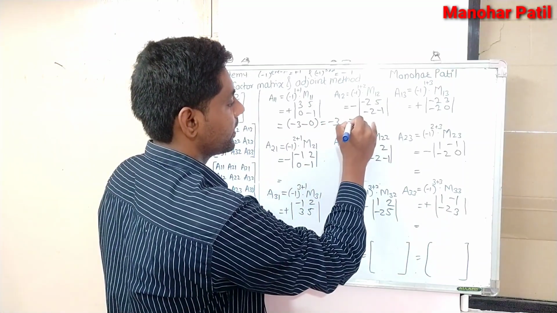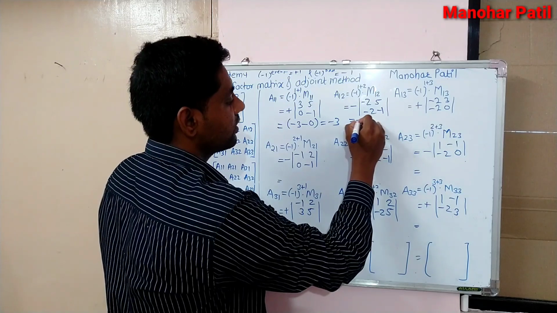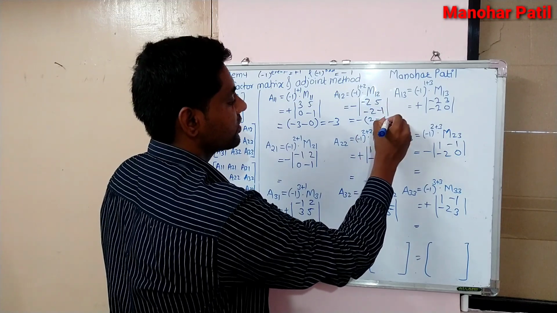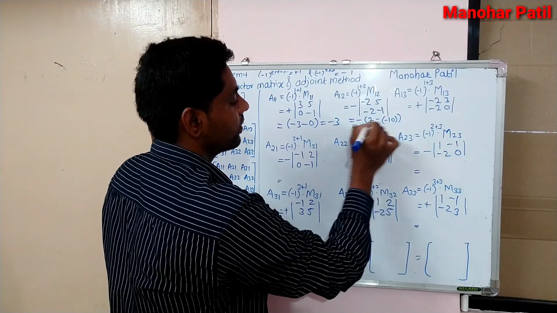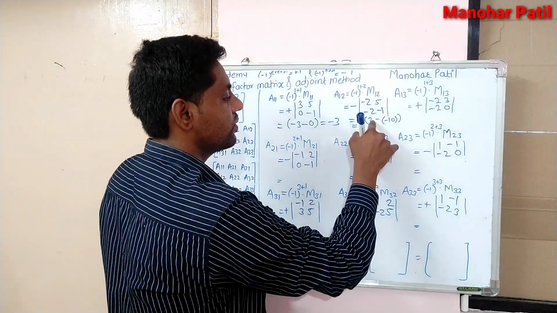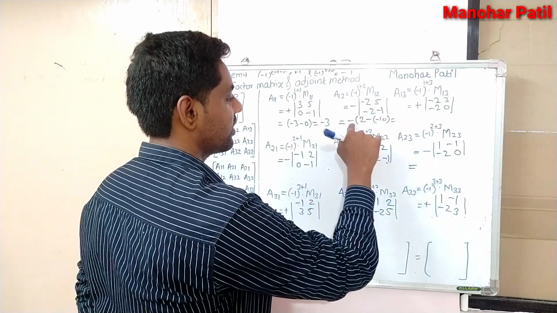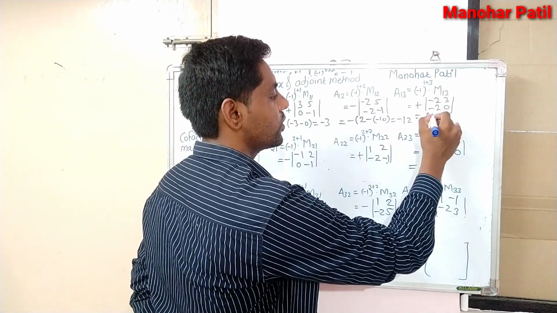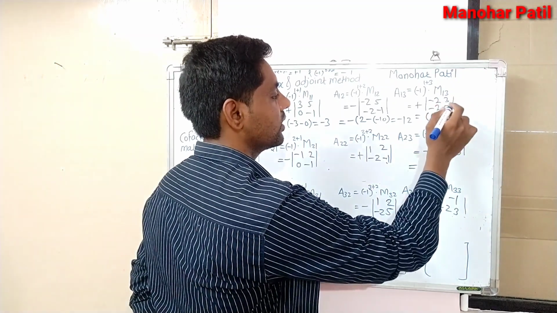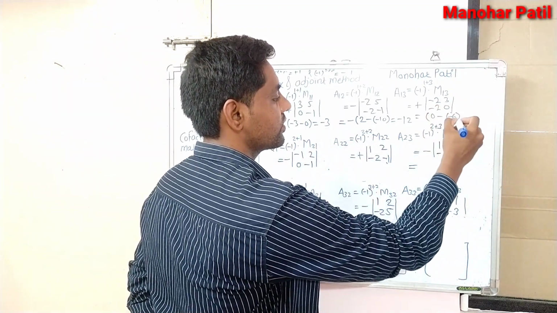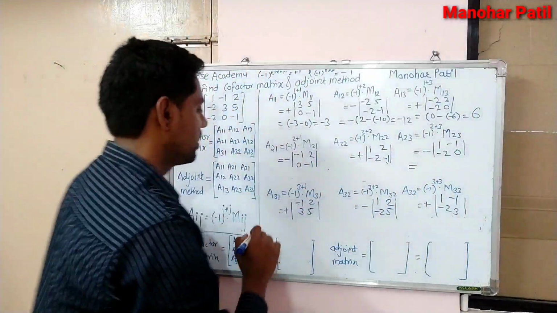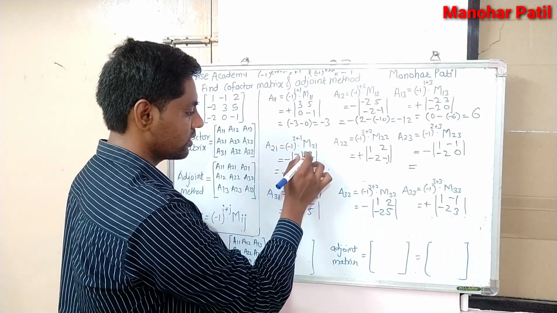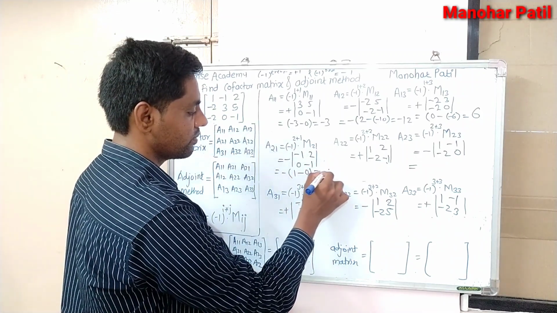Next, -2 into -1 plus 2, take the minus sign, then 5 into -2 is -10, so minus minus becomes plus 10, plus 2 is plus 12, and multiply by this minus sign. So the answer is -12. Next, -2 into 0 is 0, minus 2 into -3 into -2 is -6, so minus minus becomes plus 6. Next, -1 into -1 plus 1, minus 2 into 0 is 0. So the answer is -1.